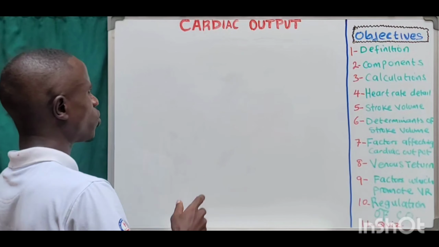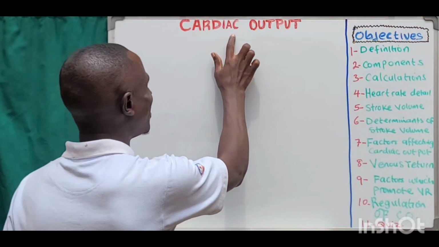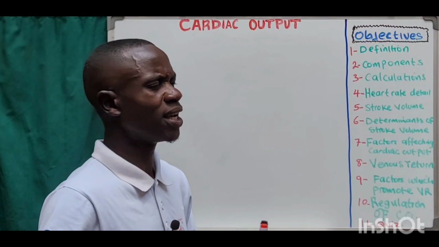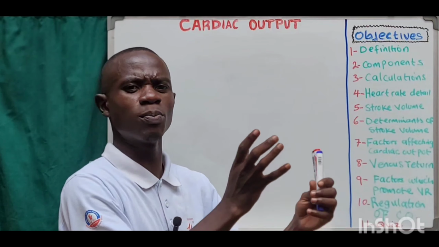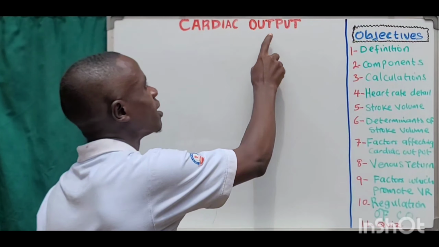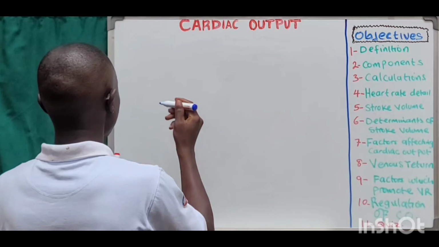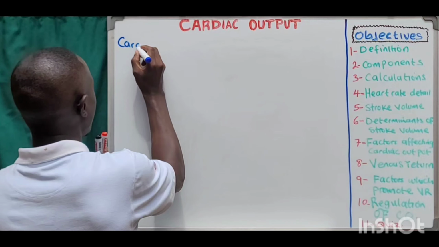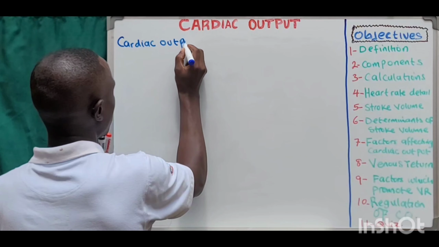Now, when we talk about cardiac output, these are two words. The word cardiac reflects the heart. And when we talk about output, we are putting something out. It has been in the heart, but we are putting it out. So now how do we define cardiac output?